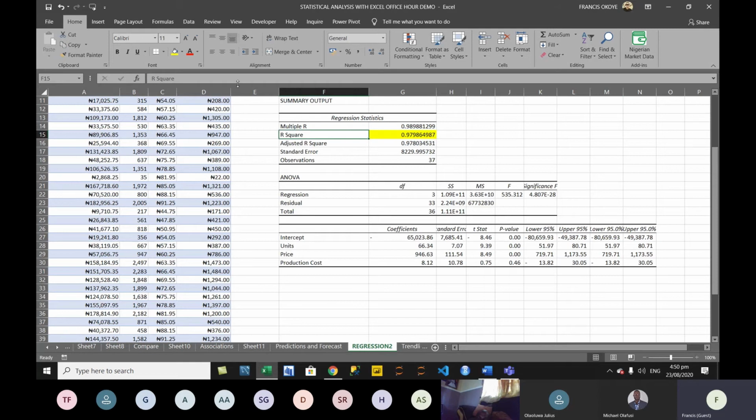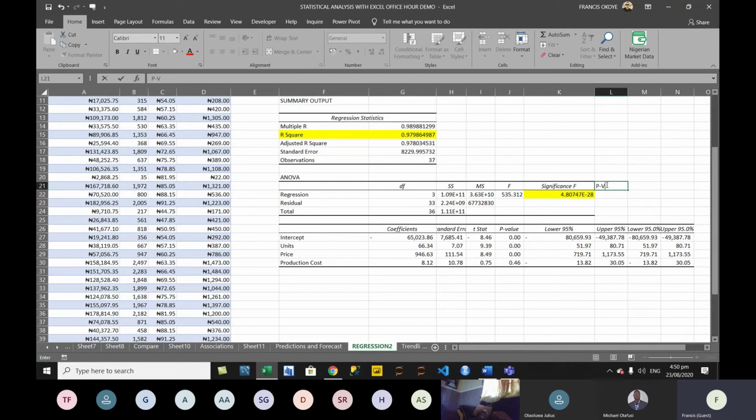Look out for your F value. Okay, most times use your P values. So this is your significance. It's also known as your P values. Okay, now you see it is showing you this. It means 0.00. So just put your comma there and it will break it down for you. Okay, then again, look for your P value, very important, your F values. So these are your F values.